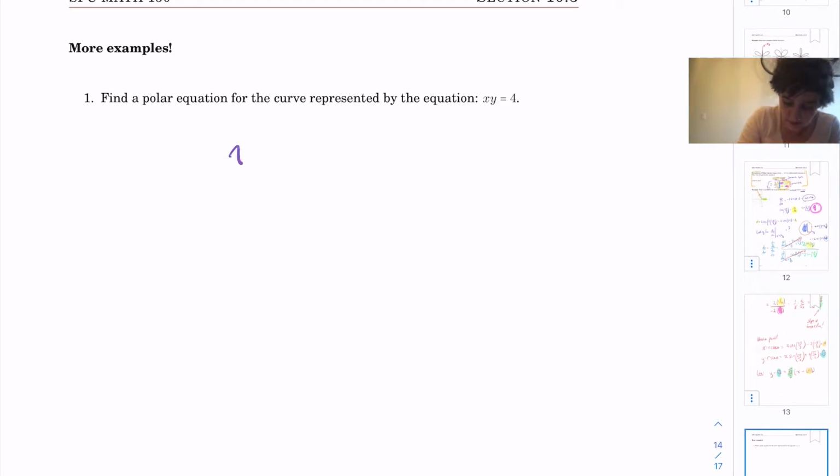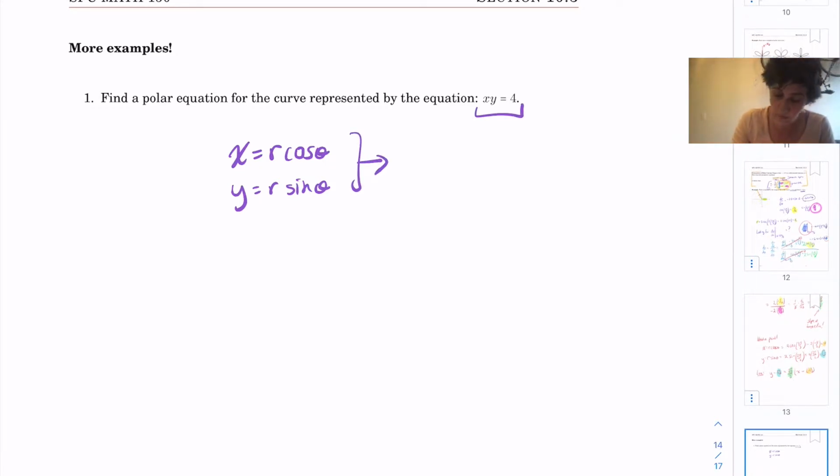Well, x is equal to r cos theta always. That's how we convert between polar and Cartesian coordinates. y is equal to r sine theta always. Okay, so what does this equation become? Well, r cos theta times r sine theta equals 4.